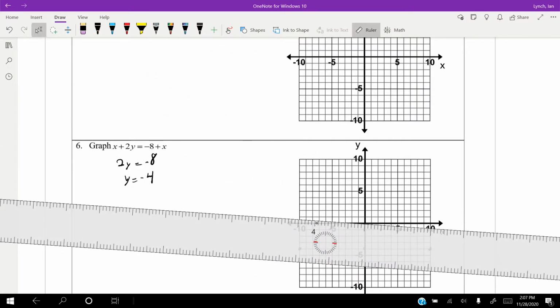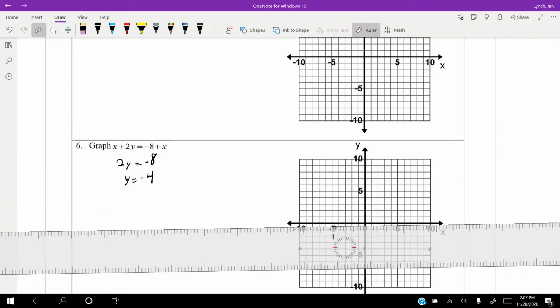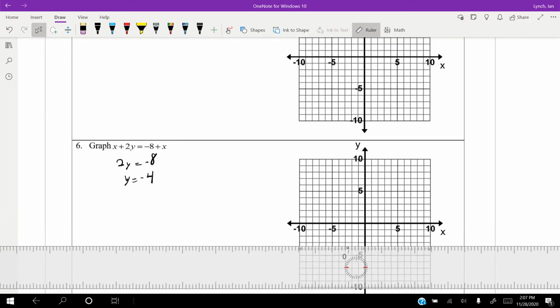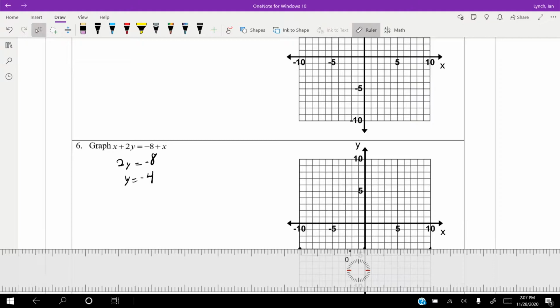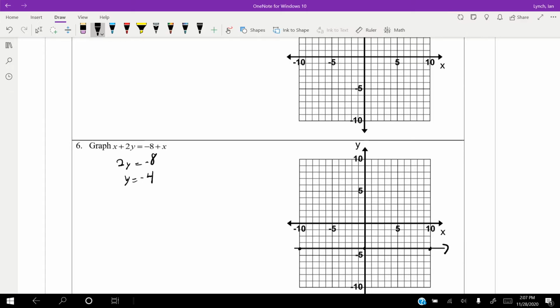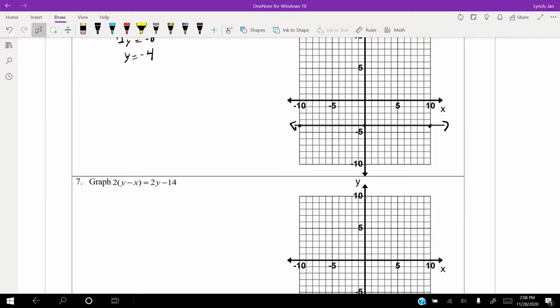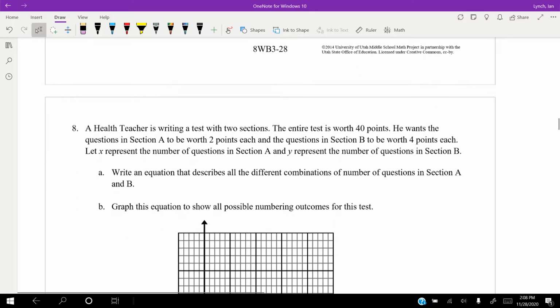And I know that my ruler can do this if I can get it to stay at 0 degrees. There we go. Horizontal line at y equals negative 4. So all we've got to do is change this to look like y equals something. This is where I really want to spend the majority of this video.